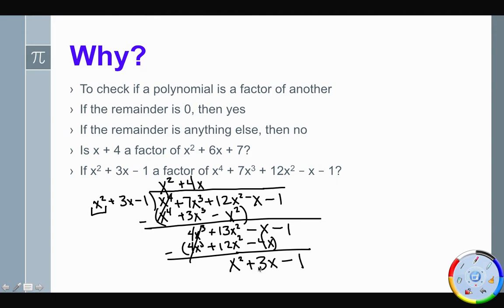And you notice we get x squared plus 3x minus 1. How many times does x squared go into x squared? It goes in there once. So I get x squared. 1 times 3x is 3x. 1 times negative 1 is negative 1. And I get a 0. That means the answer to this one is a big resounding, if I can get the pen to write here, yes.